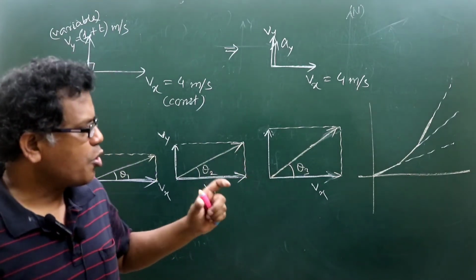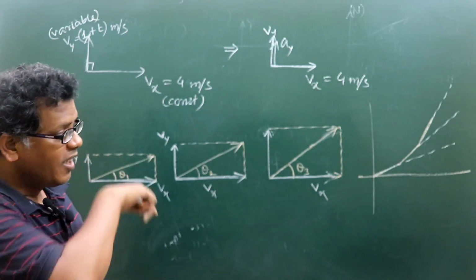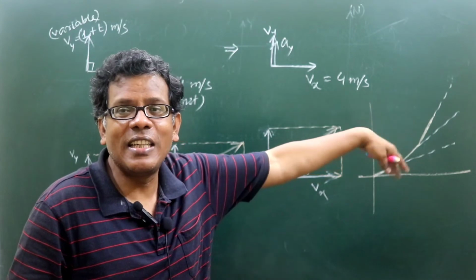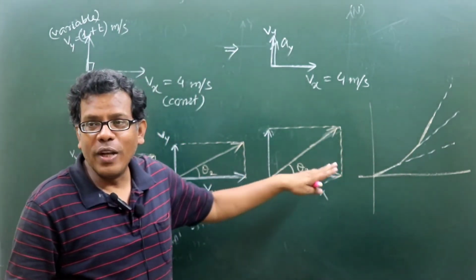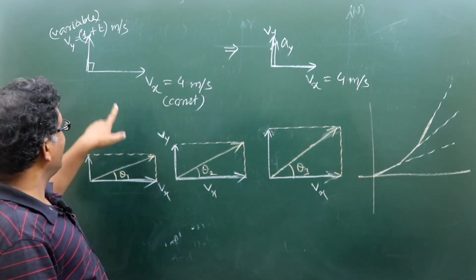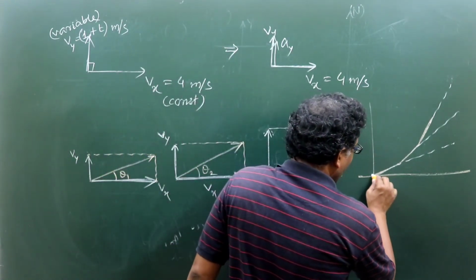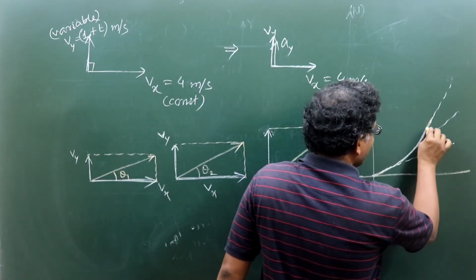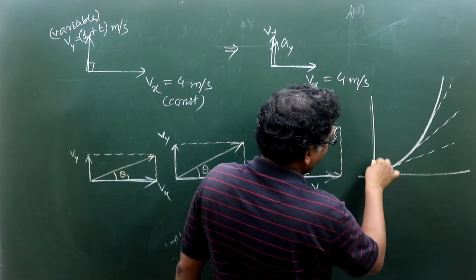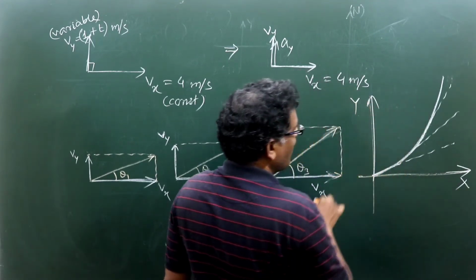I am just showing a few consecutive stopwatch moments. Ultimately what will happen? Will it travel along one straight line for a few seconds? No. This change will continuously happen at each and every stopwatch moment. So the collective effect will take the path like this. Are you getting it? The collective effect will take the path like this. So are you getting a curved motion now?